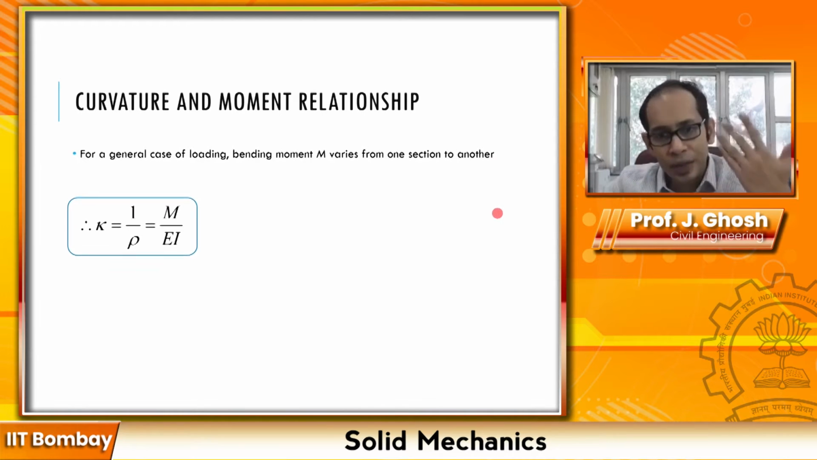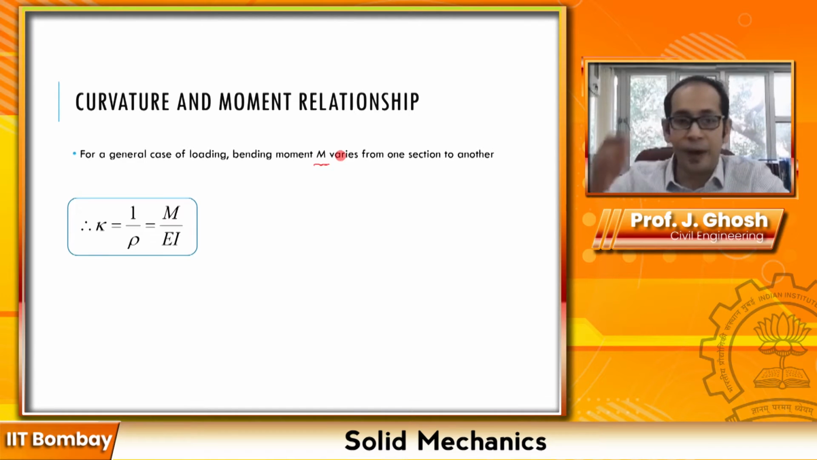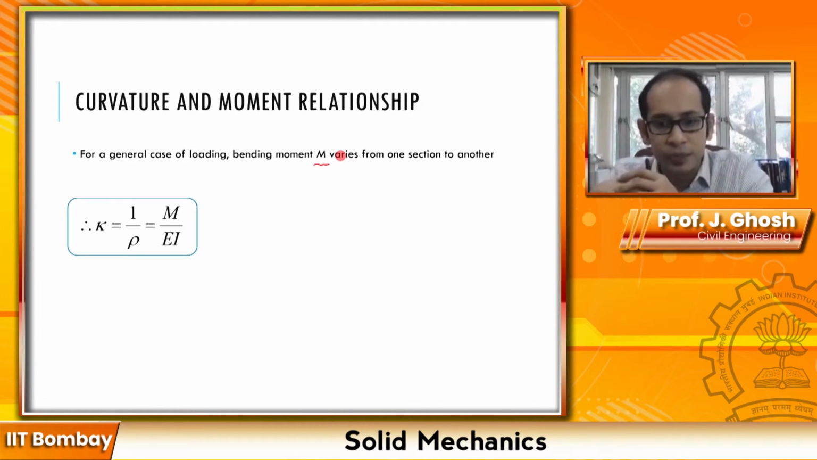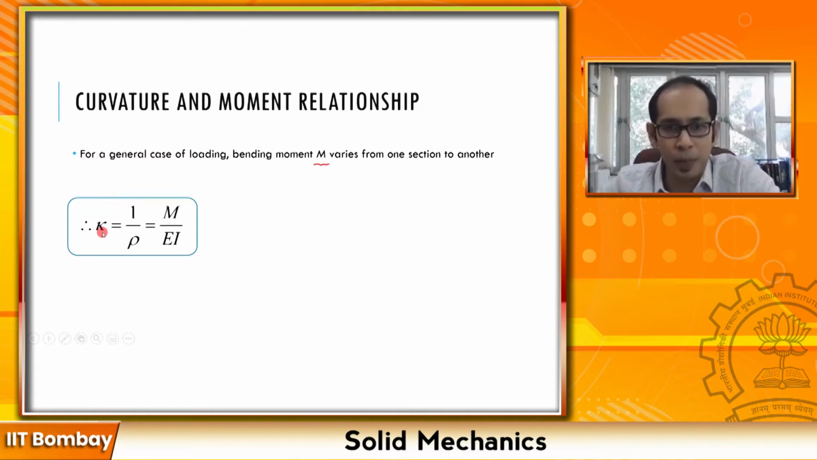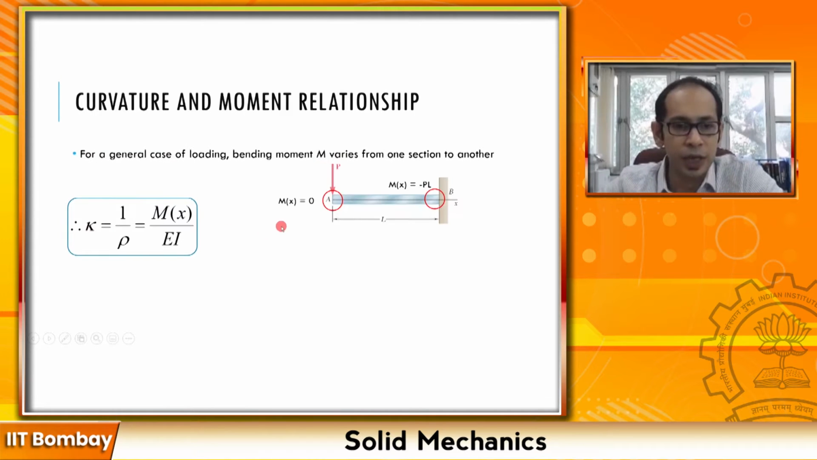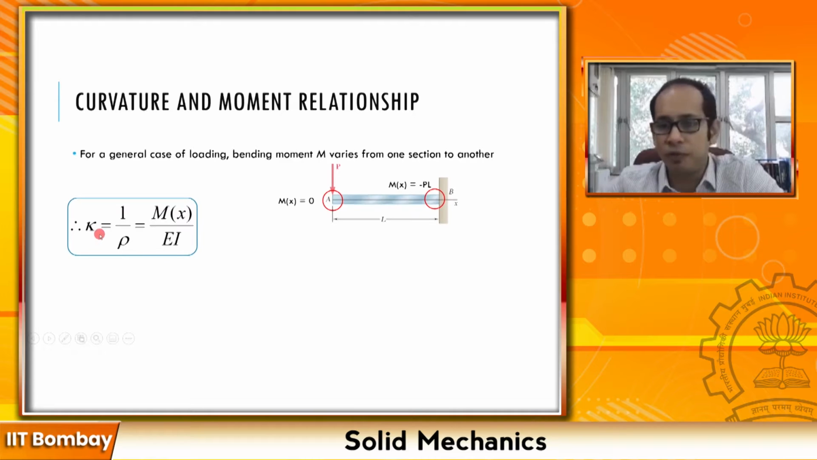But in the general case of loading, as you know, the bending moment M varies from one section to another. We have seen this already when you have drawn your bending moment diagrams. You have seen how the moment varies based on the load that is given. So ideally, your kappa, the curvature, should be proportional to the moment about the x-axis. So about the variation of the moment, kappa is also a function of x.